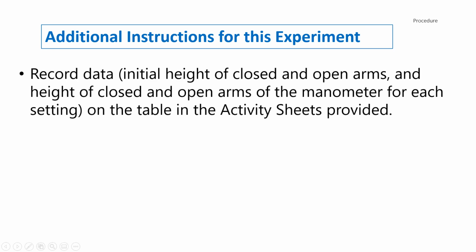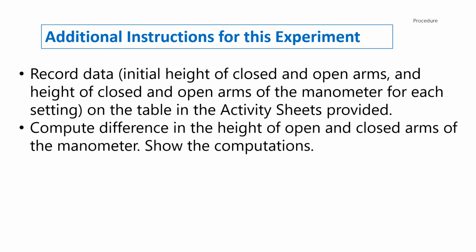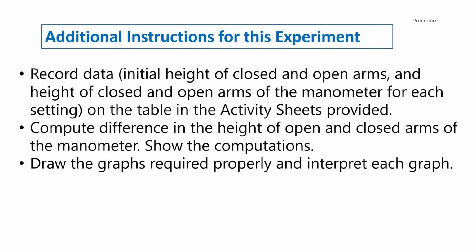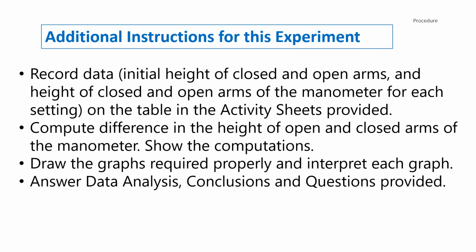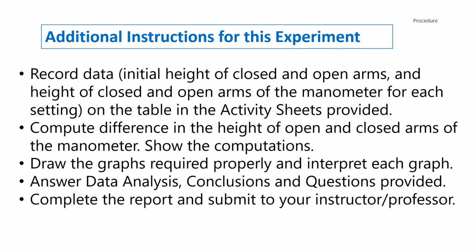For additional instructions for this experiment, record data, initial height of closed and open arms, and height of closed and open arms of the manometer for each setting on the table in the activity sheets provided. Compute the difference in the height of open and closed arms of the manometer. Show the computations. Draw the graphs required properly and interpret the graphs. Answer data analysis, conclusions, and questions provided. Complete the report and submit to your instructor and professor.